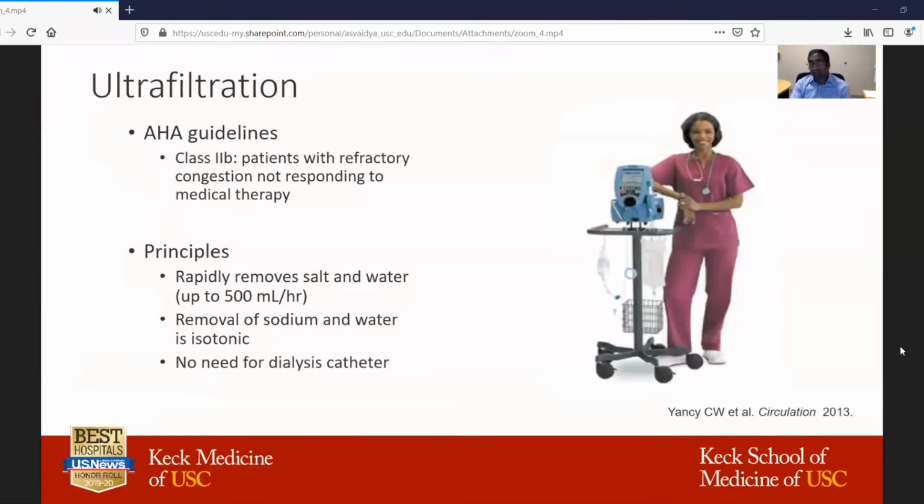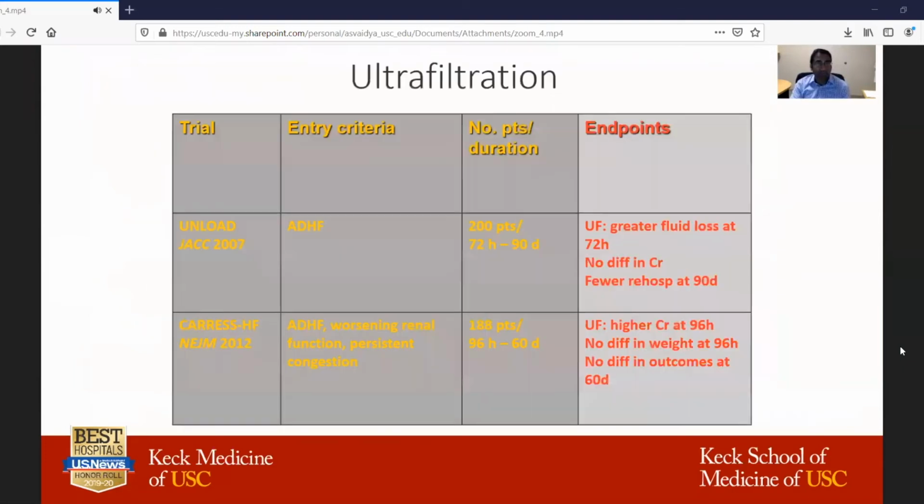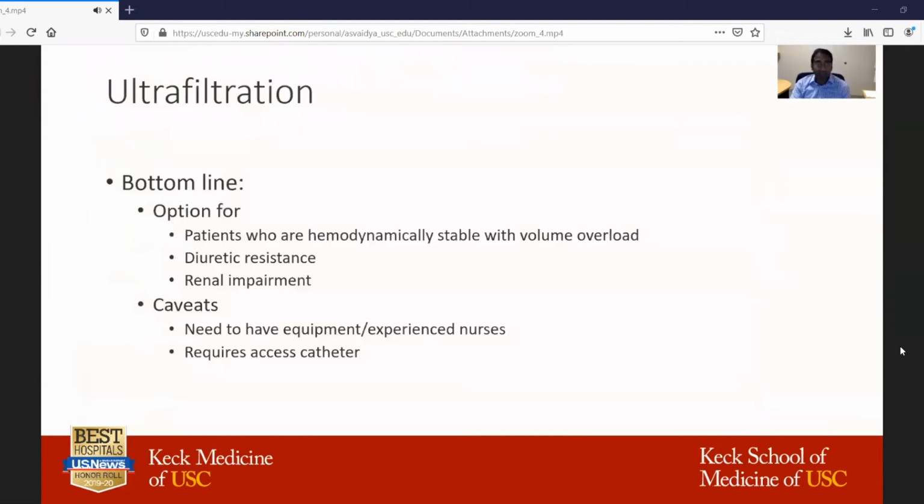And there are things like CHF Solutions and various commercial systems, the picture on the right here, that can remove these large amounts of fluid without the use of a dialysis catheter. It can usually be done through a PICC line or something similar that each system has associated with it. So the takeaway here is that you have greater fluid loss, but no real change in outcomes, and sometimes higher creatinine in some of these studies.